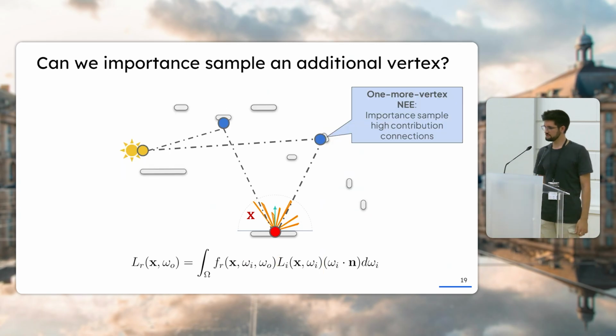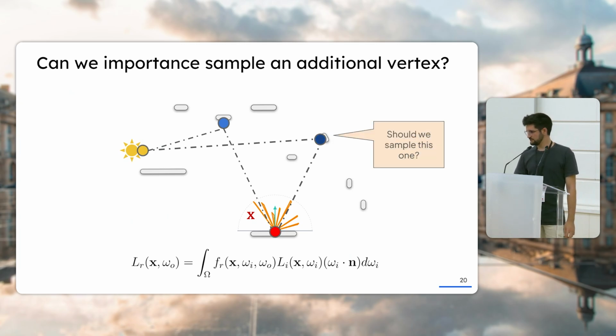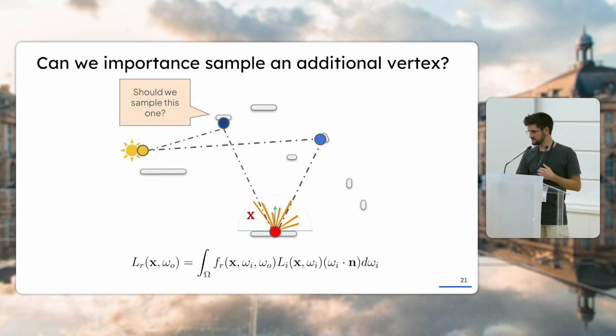So we propose to do something very similar for our sparse surfaces. So to directly sample the high contribution connections in these reflectors, in the geometry of the scene. But the problem is, what is the best additional vertex to sample? Is it this one? Maybe this one?